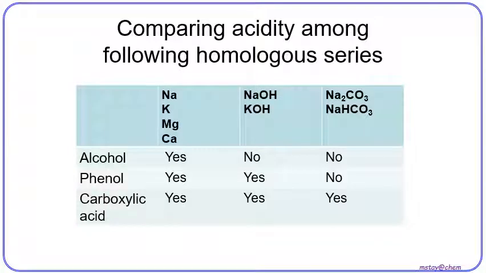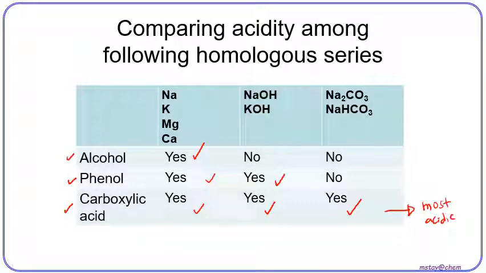Okay, this is a table that I combined with the alcohol, phenol, and also carboxylic acid. As we know, in the part on acidity, we say that these three are acids. So now we are comparing. Alcohol will only react with reactive metal. But phenol will react with reactive metal and also hydroxide. But carboxylic acid reacts with reactive metal, hydroxide, and also carbonate. So from here again, we conclude carboxylic acid is the most acidic.